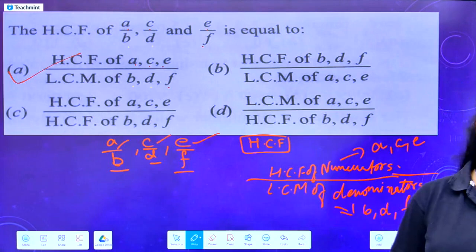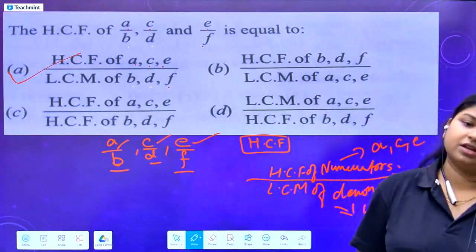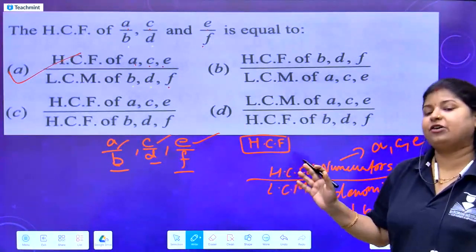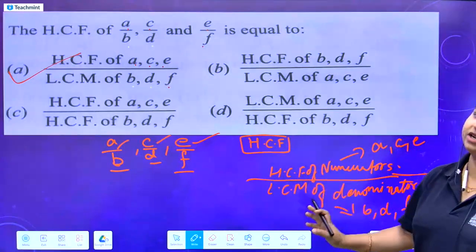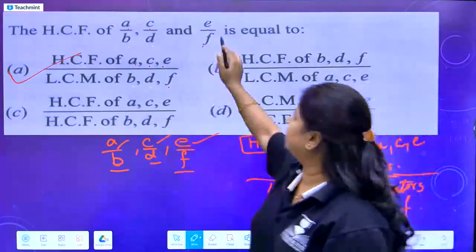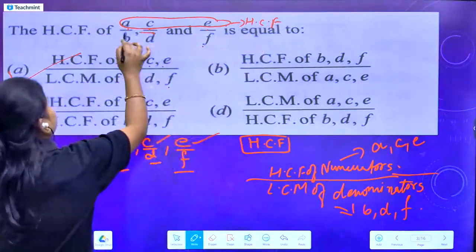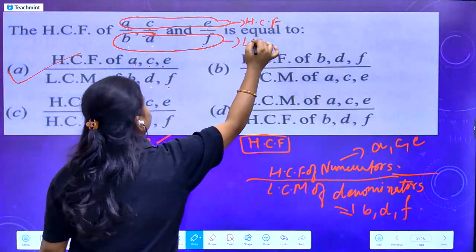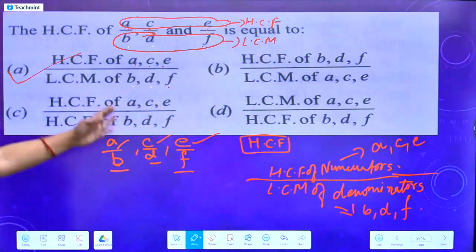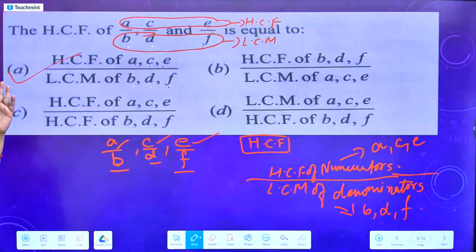Ma'am, how did you do? I didn't use anything, Ajish, because I know the formula: HCF of fraction is equal to HCF of numerator upon LCM of denominator. So HCF of numerator means what? The numbers which are given at the top. So you will calculate the HCF of these and LCM of these. Now check where do you have HCF of ACE and where do you have LCM of BDF? I can see option A. Ajish, got it? Yes, ma'am.